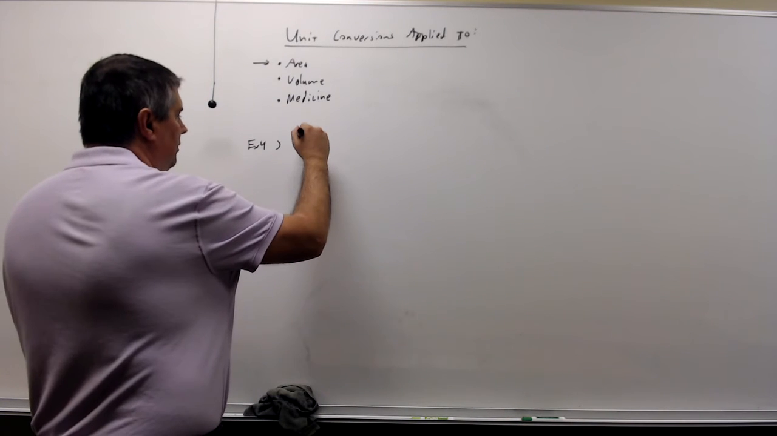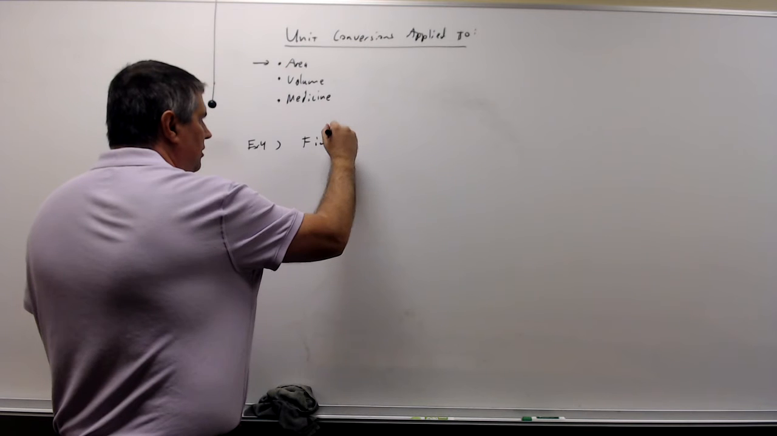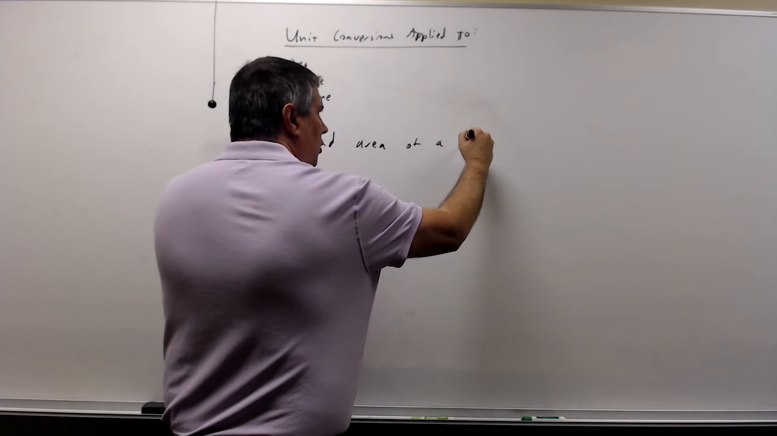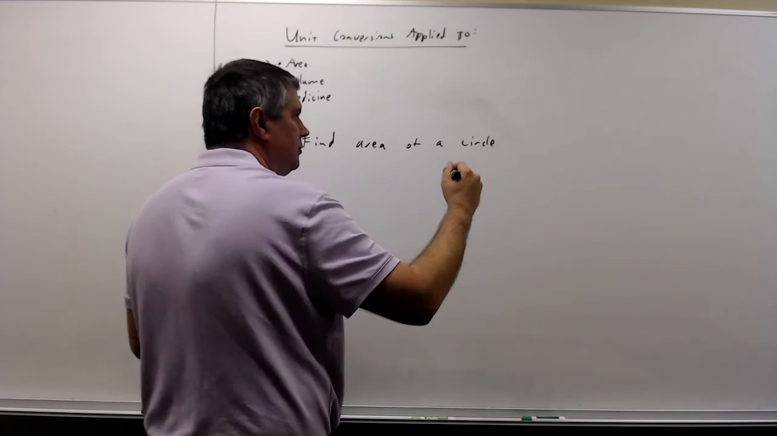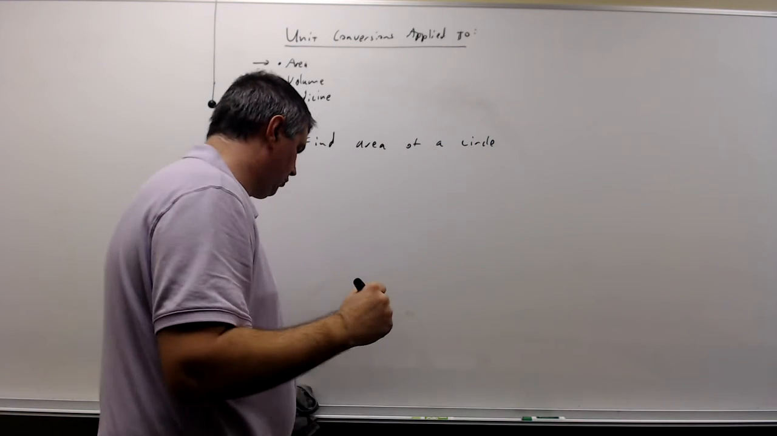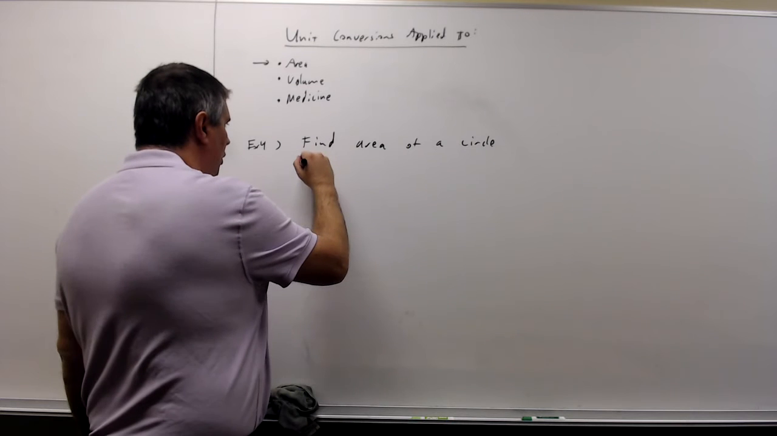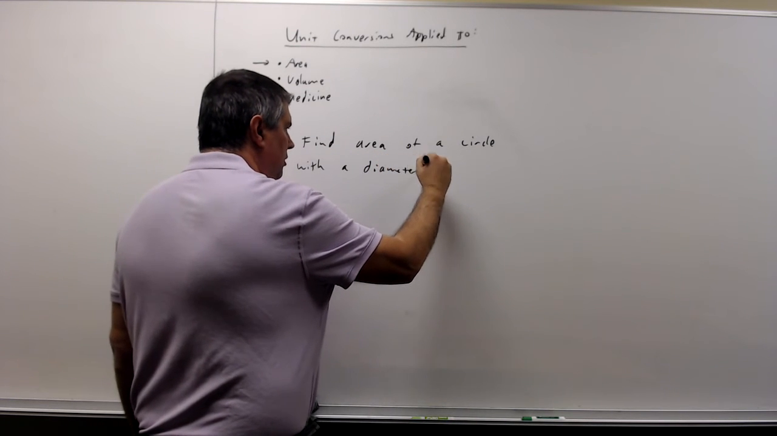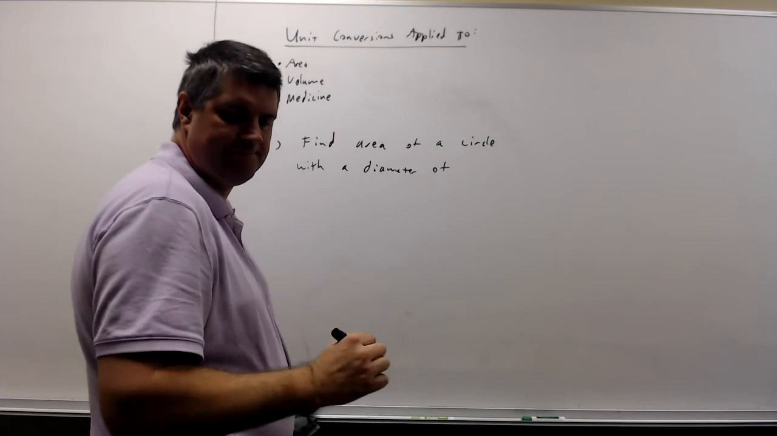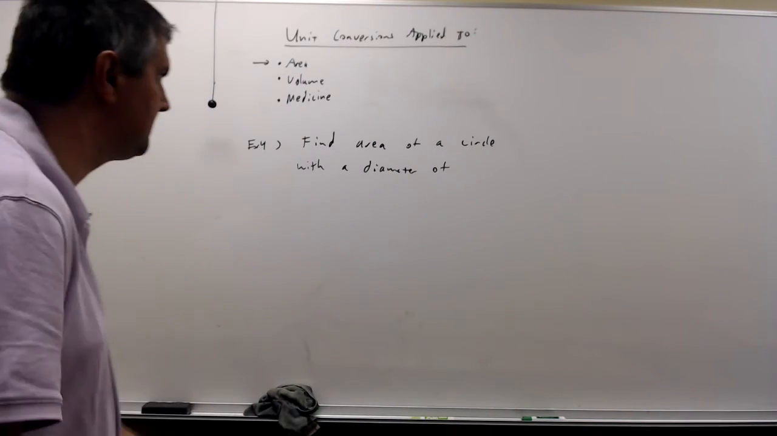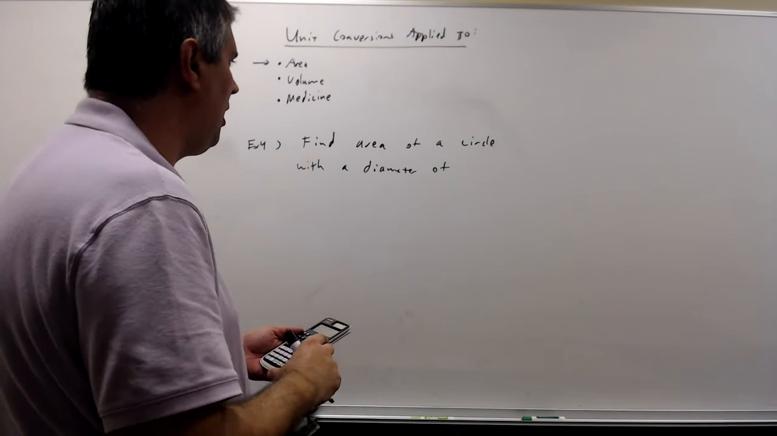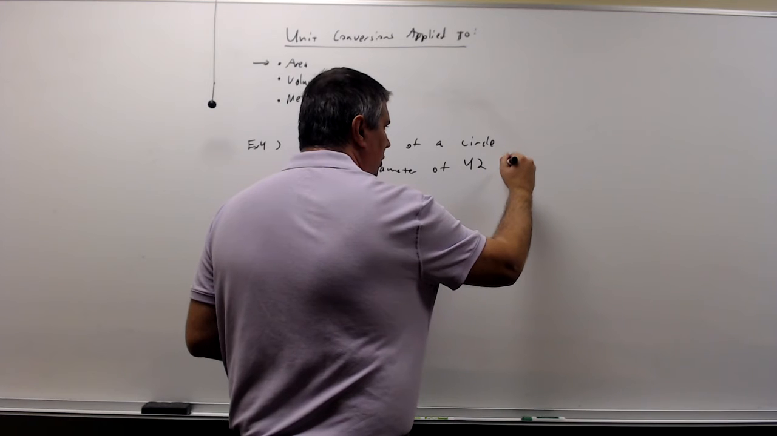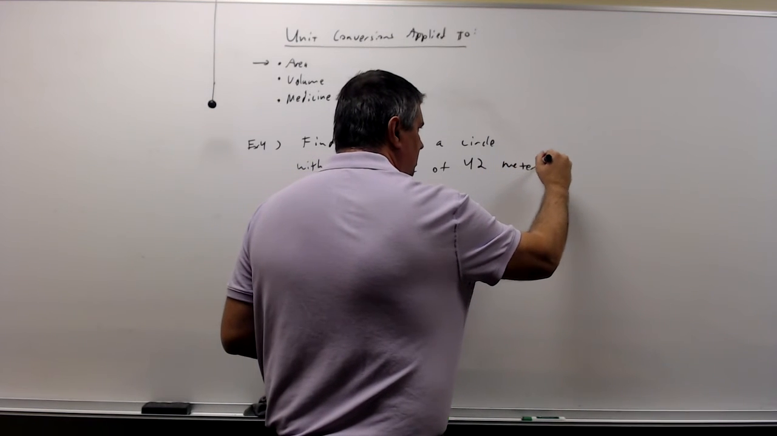Example 4, find the area of a circle with a diameter of, I don't know, let's do 42 meters.